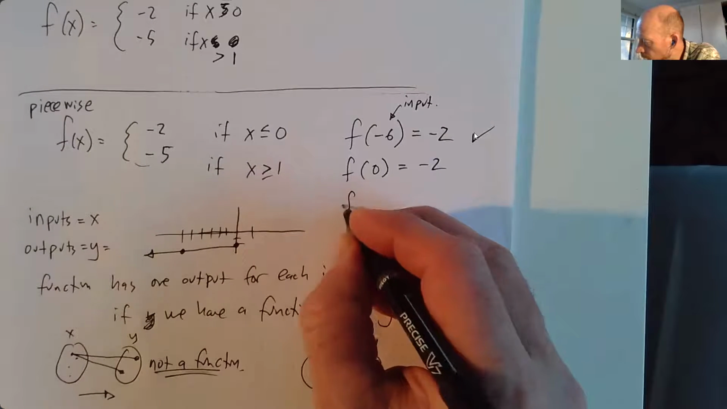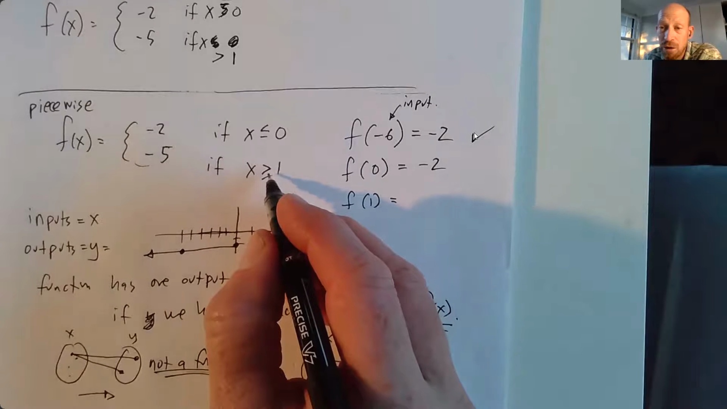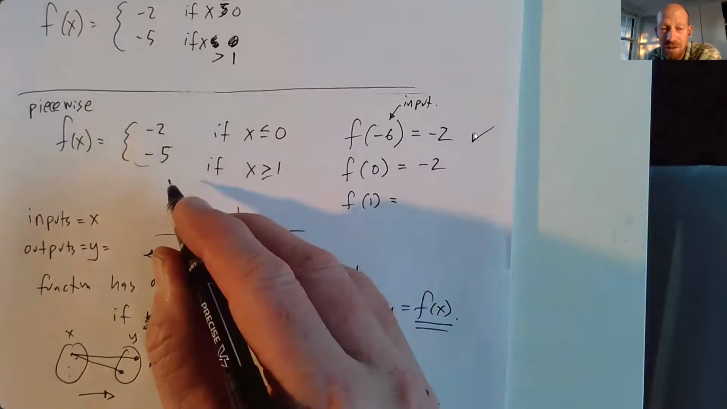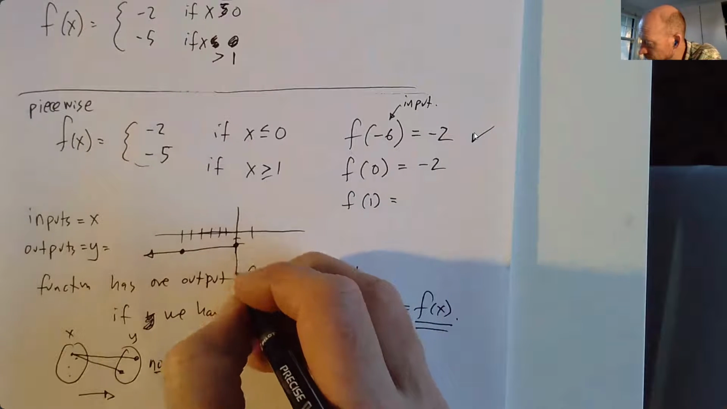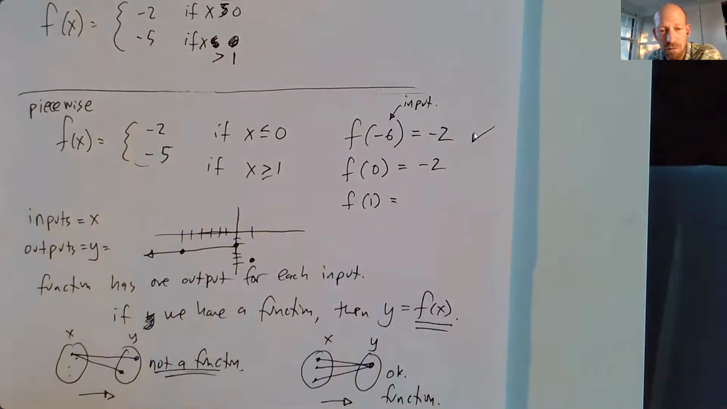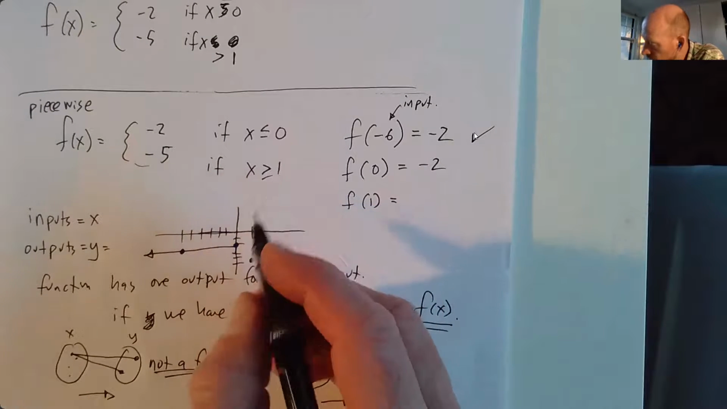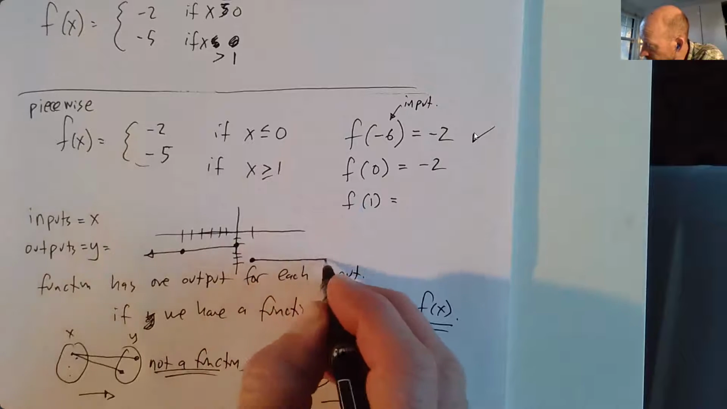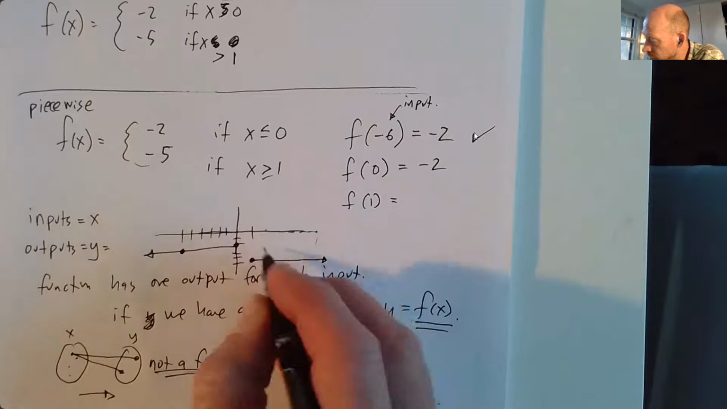When I get to 1, 1 is bigger than or equal to 1, so that's going to use my second formula here, which says every time I do that, I get -5. Should give myself a little more space, right? -5. And that's true for any X bigger than or equal to 1. So for all of these X values here, I'm always going to get -5.